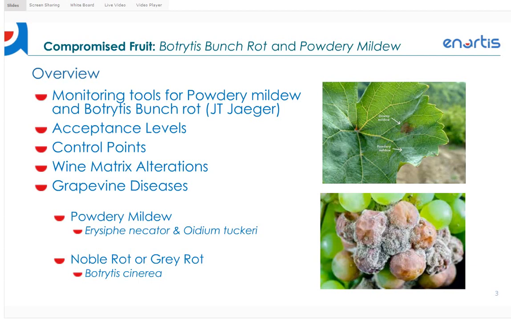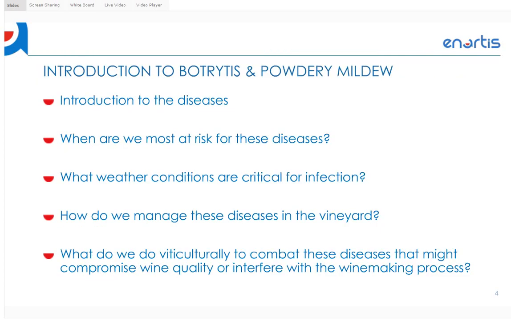So just to give you an overview of the presentation, we're going to begin the first half of the presentation with JT talking about monitoring tools for powdery mildew and botrytis bunch rot. And then after, I will start talking about acceptance levels, control points, and wine matrix alterations connected with both powdery mildew and botrytis. So with that being said, I will go ahead and let JT get started with an introduction to botrytis and powdery mildew.